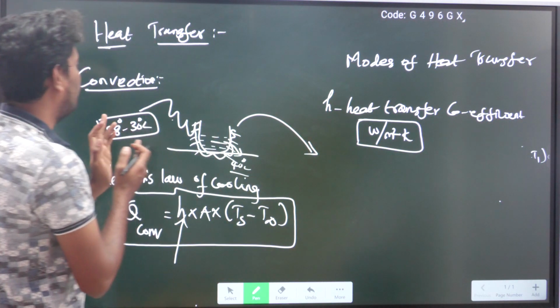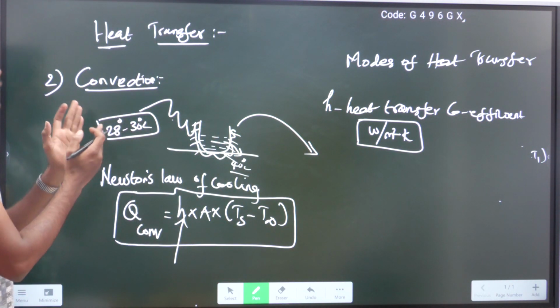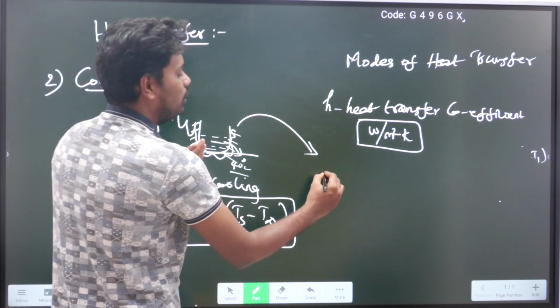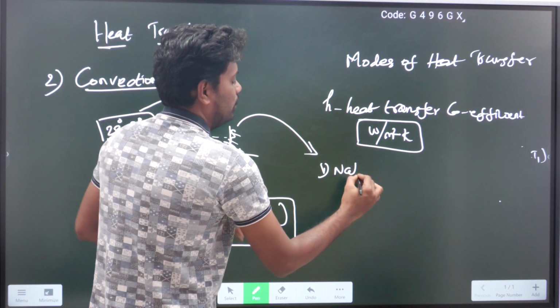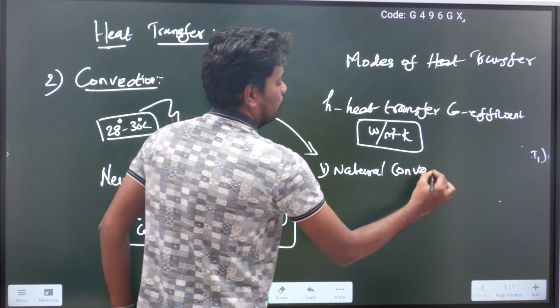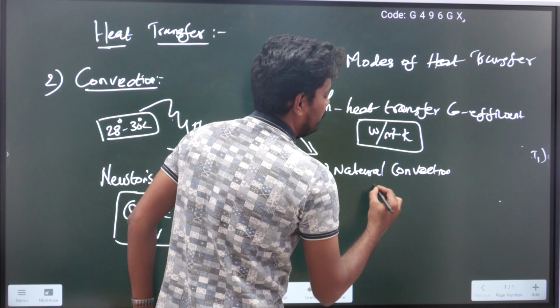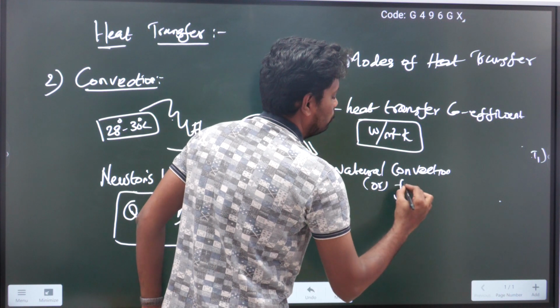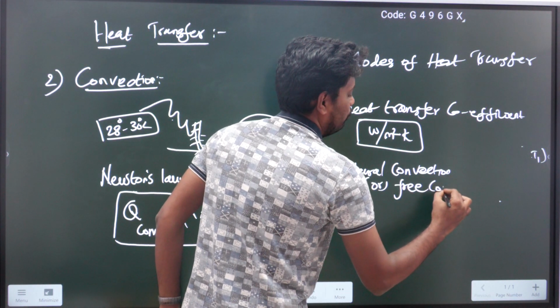And in convection there are two types of convection. One is natural convection, or free convection. Natural convection is also called free convection.